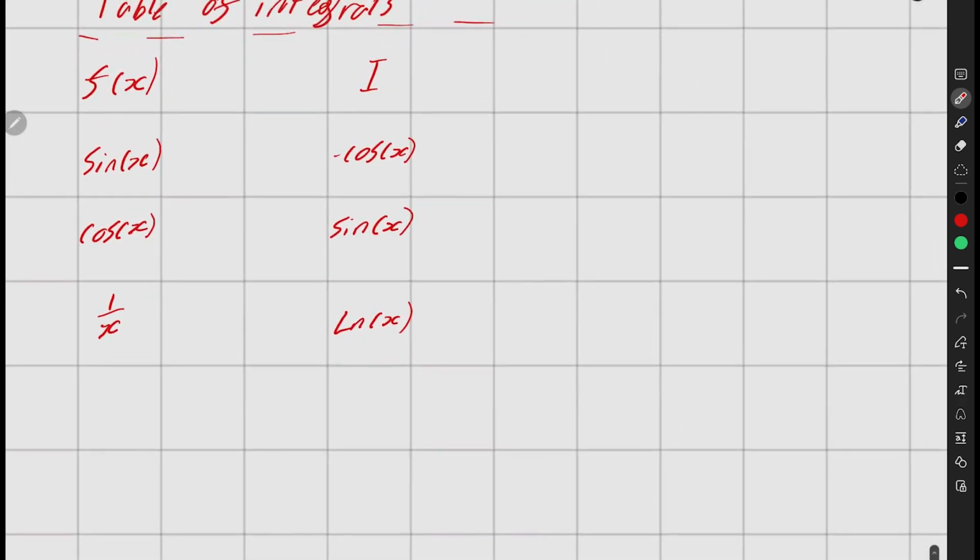So these are some of your basic integrals which you're going to be using pretty often. So make sure you have these written down. And we'll keep adding to the table as we encounter new problems. Alright?